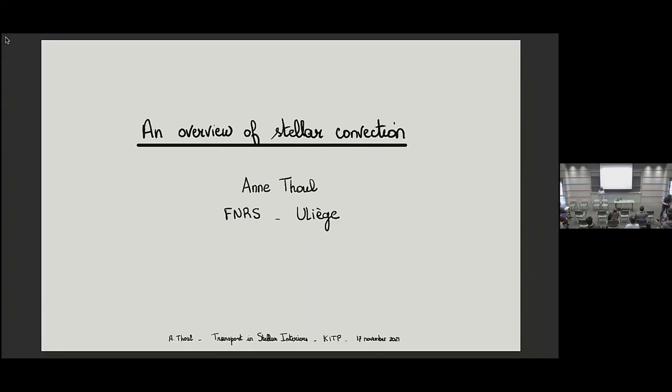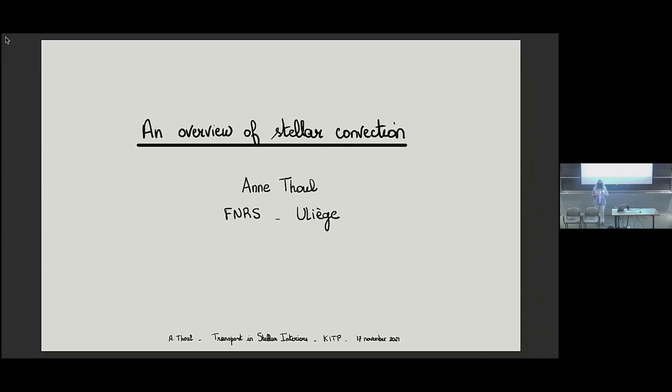Okay, thank you. So yes, I was asked to give an overview of stellar convection, but basically we've only been talking about that, or mostly talking about that, since I've been here and at this conference. And there are many people here who know so much more about that. Usually people ask me to talk about diffusion, not convection, a different type of transport.